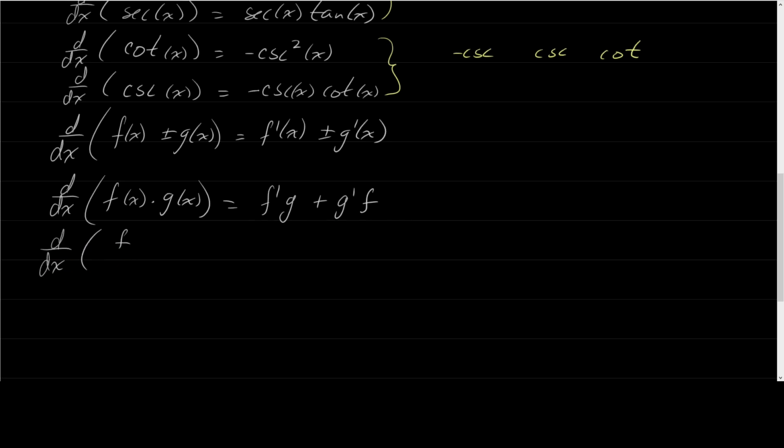If I have the derivative of f over g, the quotient rule, all right, the quotient rule is going to be f prime g minus g prime f over g squared, all right.